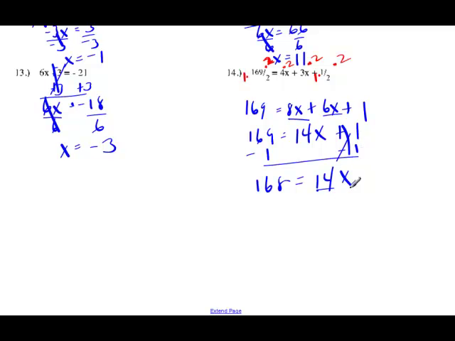So we divide by 14, divide by 14, and x goes here. 14 goes into 16 once. There's a 2 left over. I'm doing short division. 14 goes into 28 twice. So x equals 12.